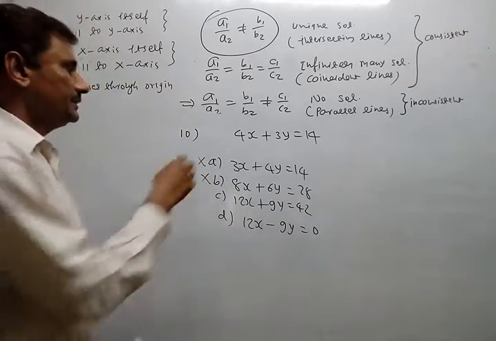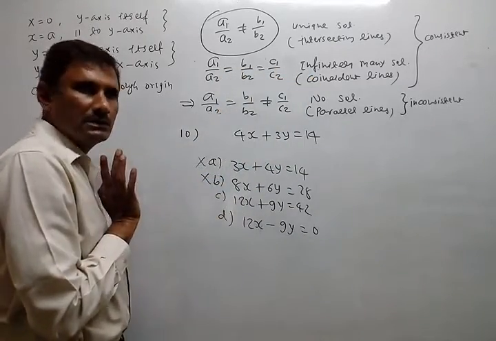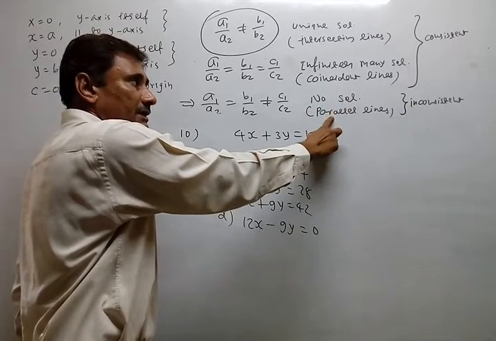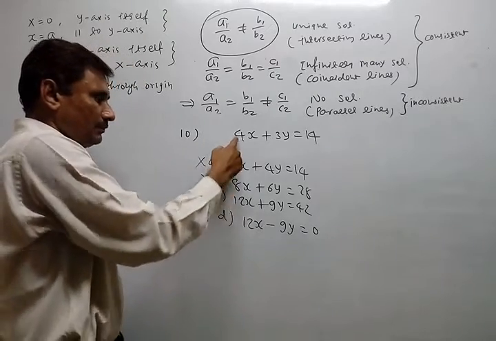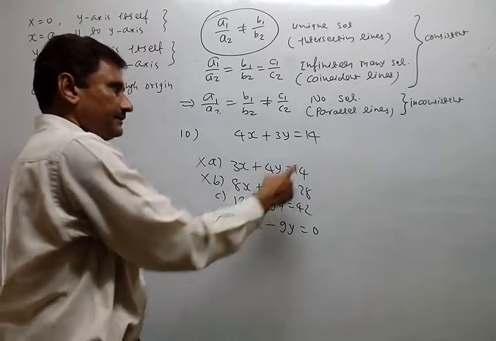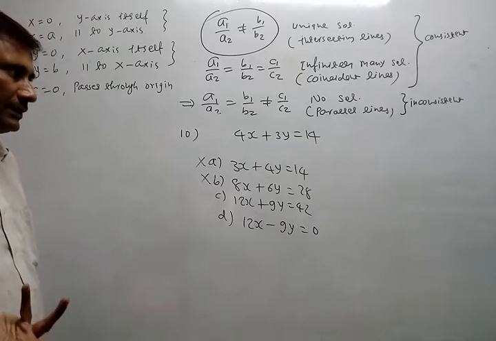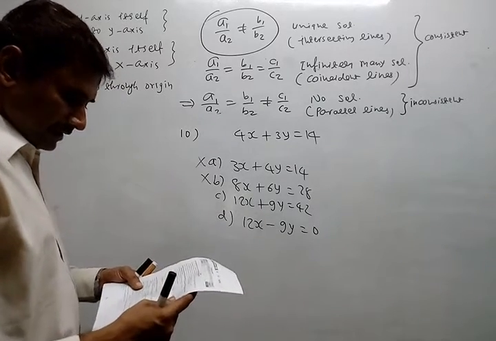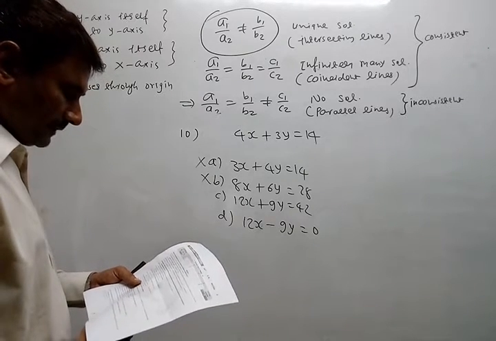Why? Because it gives 1 by 2, 1 by 2, 1 by 2, all three ratios equal. So it is the condition of coincident lines. We require the parallel lines condition, so look for this one. 4 by 12 is 1 by 3, 3 by 9 is 1 by 3, and 14 by 42 is 1 by 3. Okay, so this also gives us parallel lines. So the third one is also not applicable there.